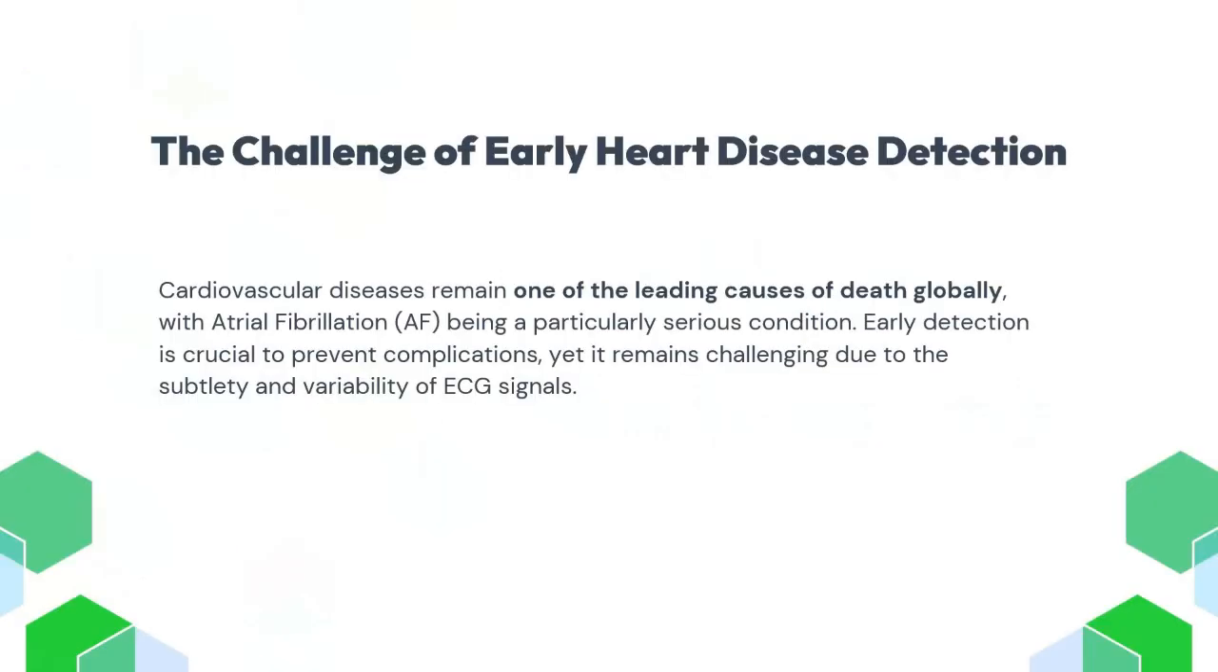We all know that cardiovascular diseases continue to be a leading cause of death worldwide. Among these, atrial fibrillation, or AF in short, is particularly dangerous. Early detection is crucial to prevent severe complications, but it's often challenging due to the subtle nature and variability of ECG signals. In this video, we will delve into the implementation of a research paper that tackles this issue by using deep learning to classify ECG signals.